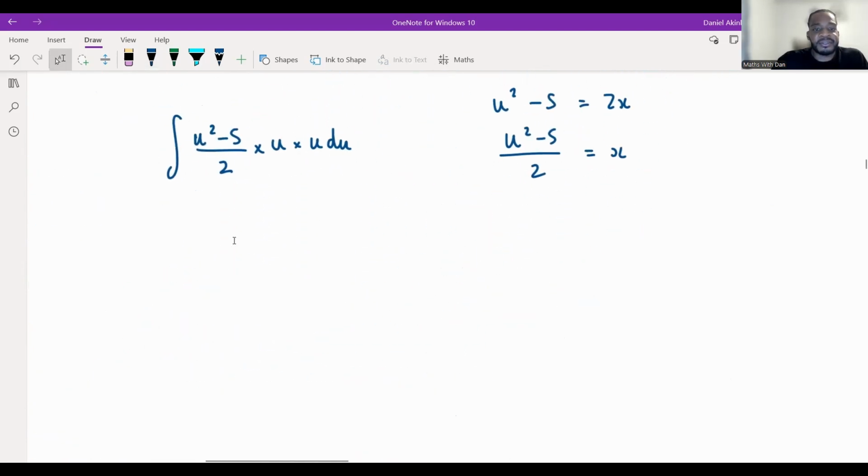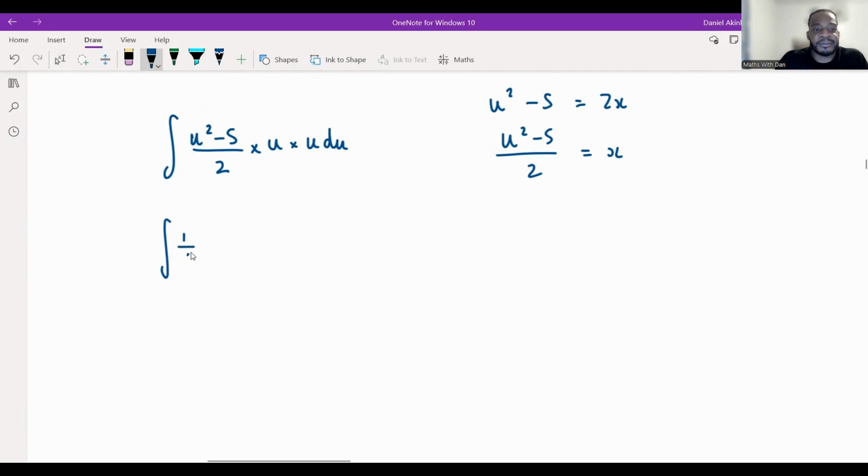Okay. So tidying this up, I'm gonna have that half, I'm just gonna write like that. And then I've got u squared take away 5. And then I've got u squared like that, don't I? And then du. And then expanding that, I'll write it like this, a half u squared, and then u squared take away 5 du.